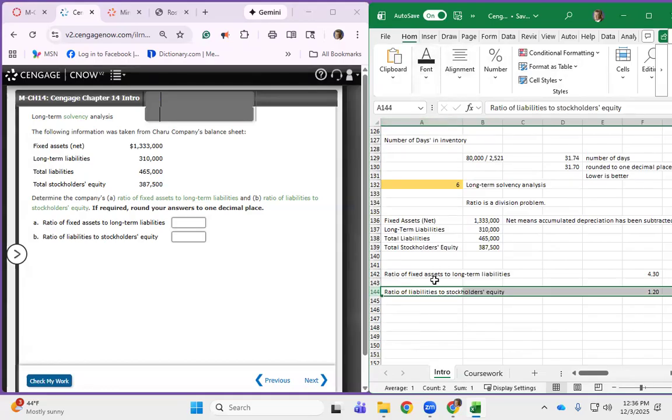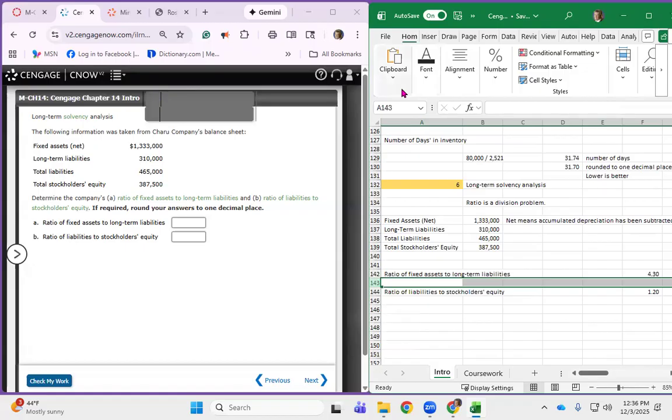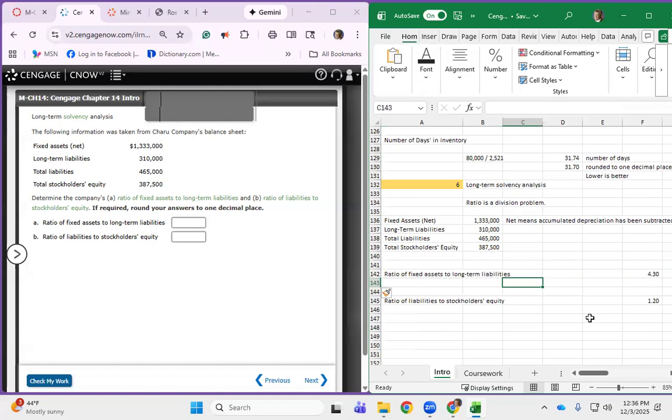Like I said, I'm always doing that because I had teachers that wouldn't do it when I was learning this. They would just say, well, you just need to write it down. Well, this is me writing it down. So one more time, equals 1,333,000 dividing it. That's your fixed assets net divided by your long-term liabilities. Okay, that's the numbers we use to get to that.